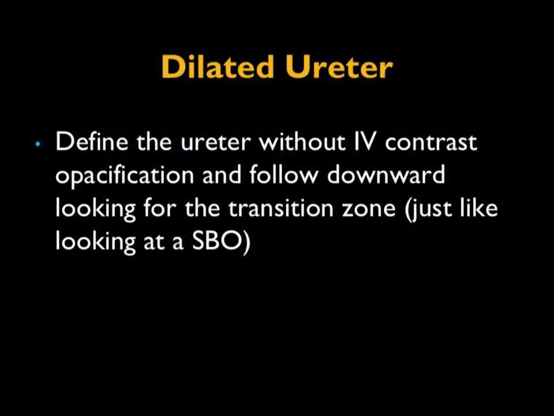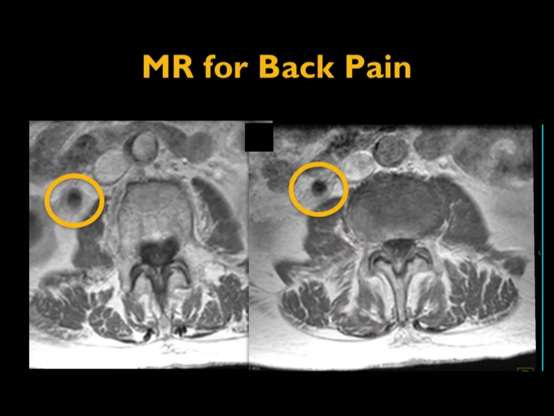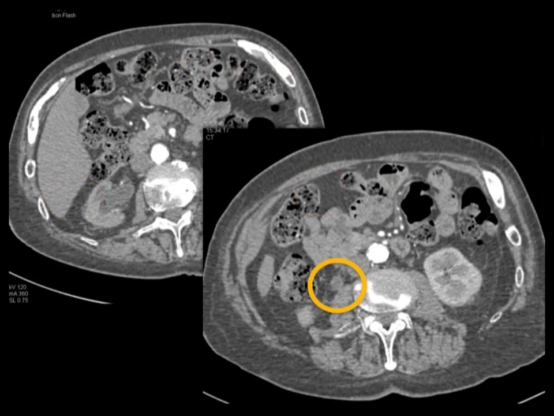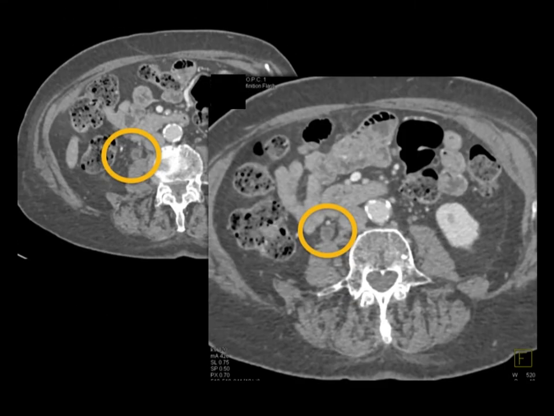As I mentioned, the idea of looking at the ureter, even when it's not distended, is perfect because it's like thinking about small bowel obstruction. So this patient had back pain, and on the MR for back pain, someone noticed the right ureter was dilated. Here we did a CT. The right kidney is smaller than the left, but the right ureter is dilated. We followed the dilated ureter down on the axial imaging.